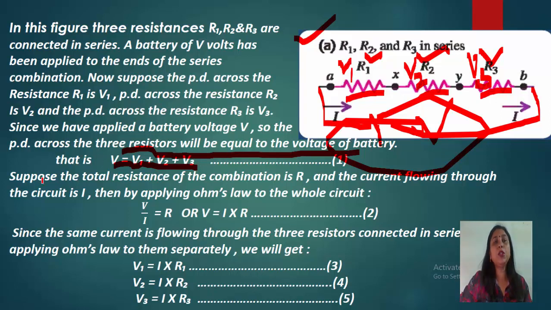Now suppose the total resistance of the combination is R and the current flowing through the circuit is I. Then by applying Ohm's law to the whole circuit, we get V upon I is equal to R, or V is equal to IR. Since the same current is flowing through the three resistors connected in series, if we apply Ohm's law to each of them separately, V1 becomes I into R1. This is equation 3. V2 is equal to I into R2. This is equation 4. And V3 is equal to I into R3. This is equation 5. Clear?